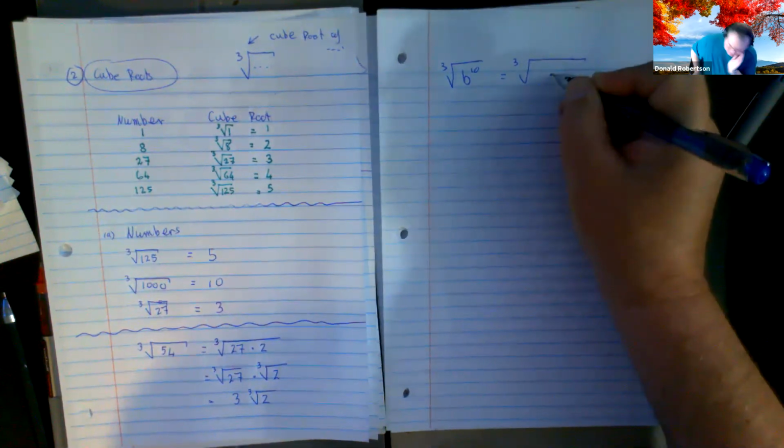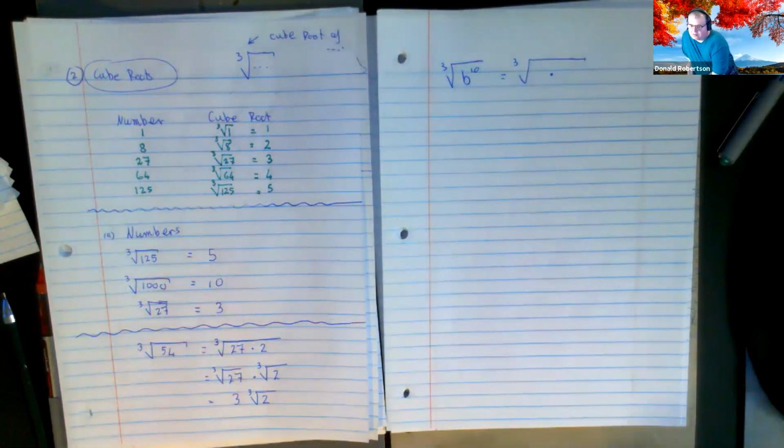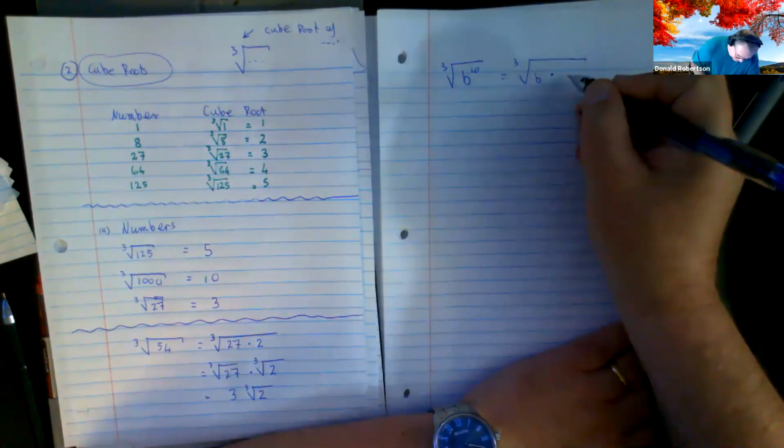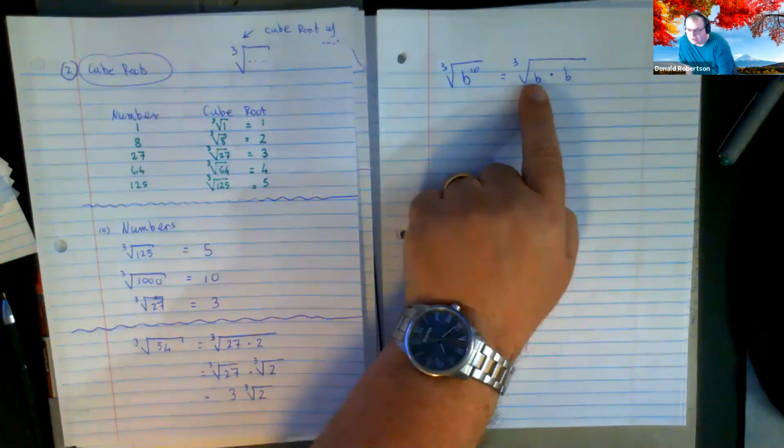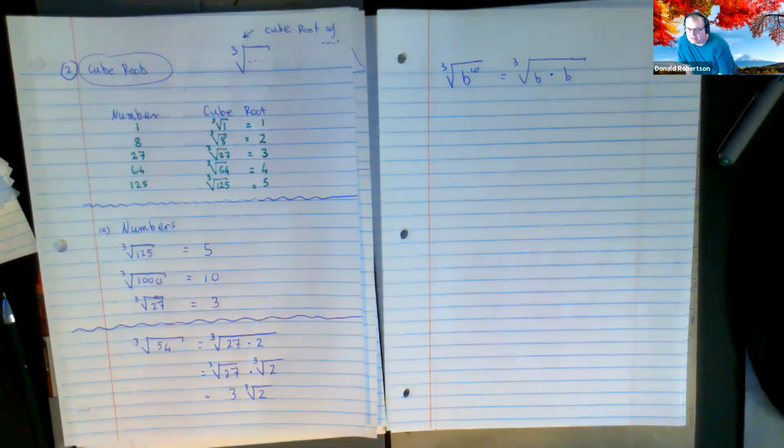Okay. Now you have to split b to the 10 as two powers, right? A b to the something and another b. And the first one has to be in the 3 times table. And what's the biggest number you can get in the 3 times table without going over 10?